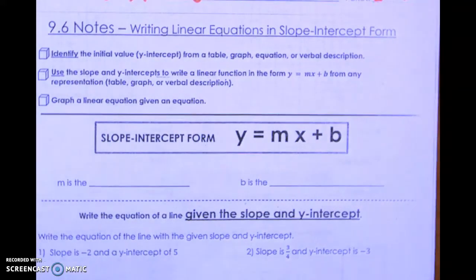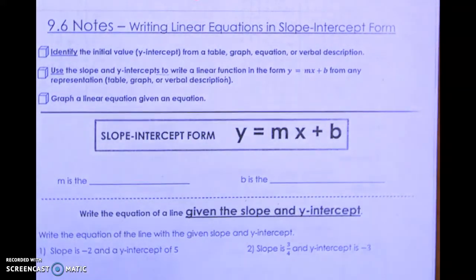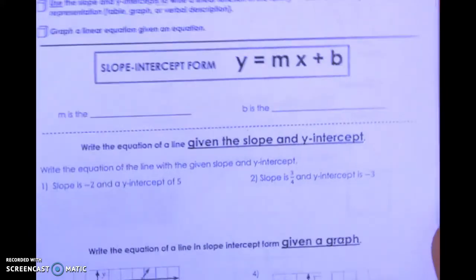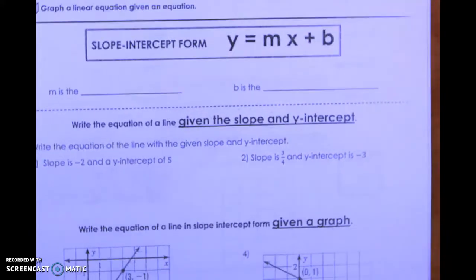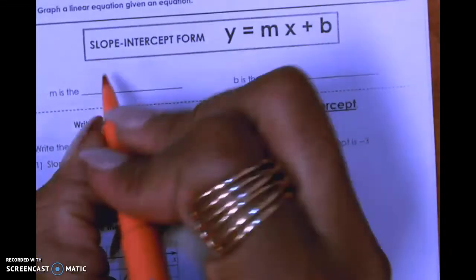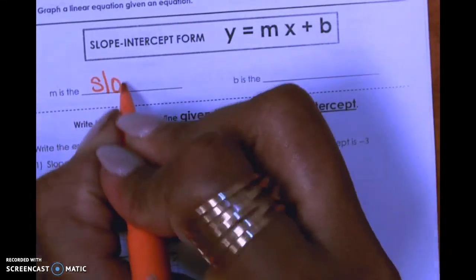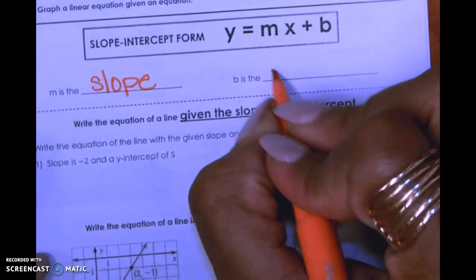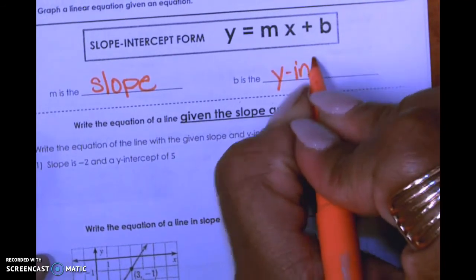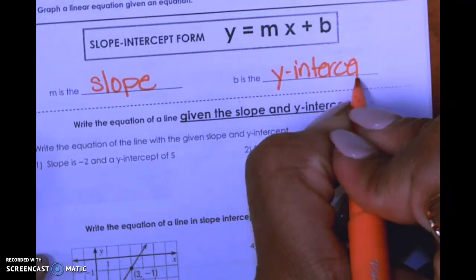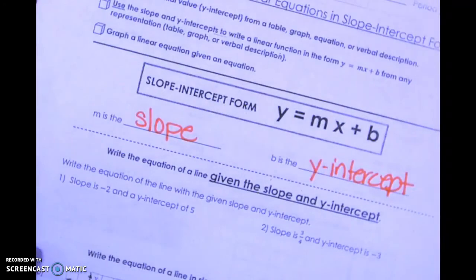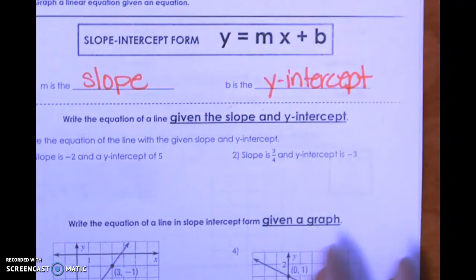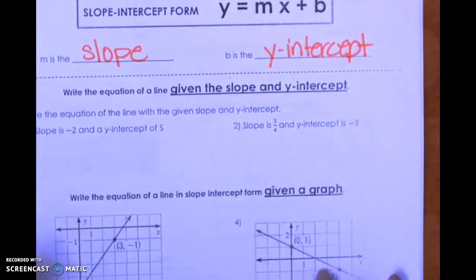Okay, writing linear equations in slope-intercept form is your homework for this evening. Just for a reminder, slope-intercept form is y equals mx plus b, where m is the slope and b is your y-intercept. I'm just going to do a few examples from your homework because I know on some parts of the table you guys don't all have that information.